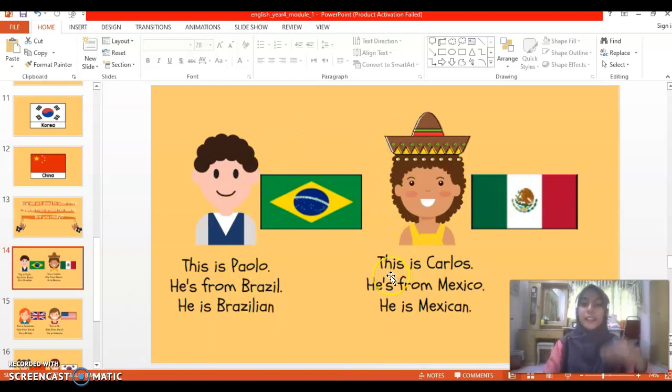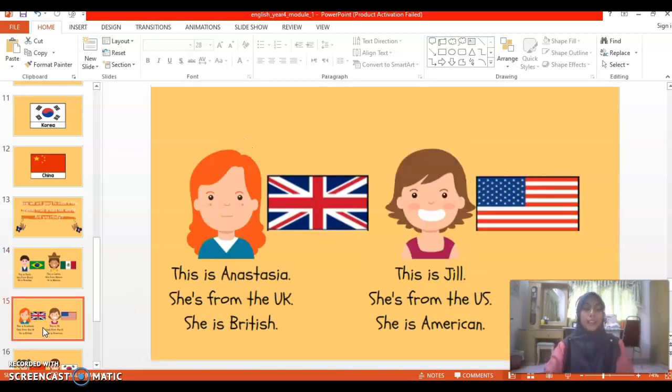Okay, so this is Carlos. He's from Mexico. He is Mexican. Okay, so Carlos ni kelas asal dia daripada negara Mexico. Look at this flag. So you will see, oh, this flag is referred to the Mexico country. And then the nationality is Mexican. Dia adalah berasal daripada warga Mexico. Warga negara Mexico. Okay. So let's see the next one.